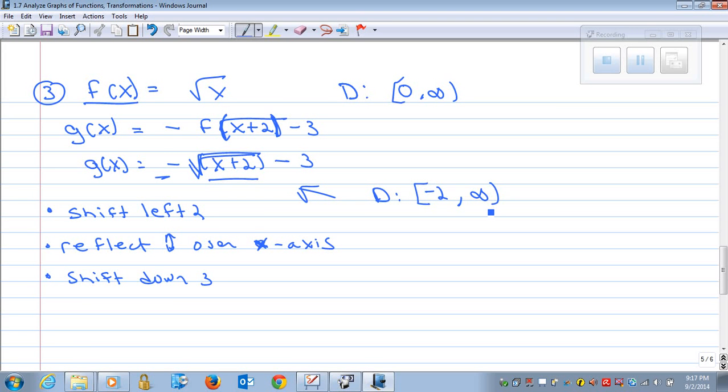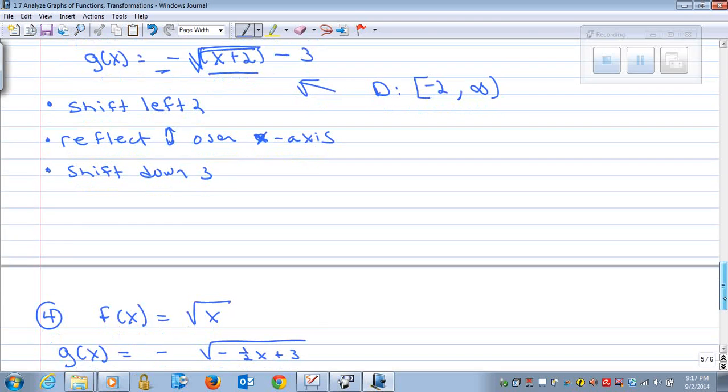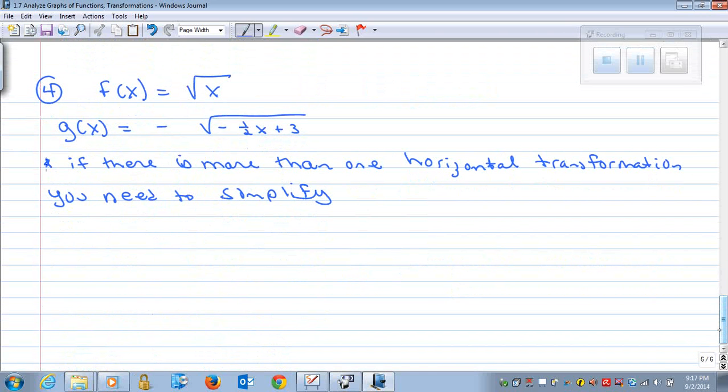All right, last example, and it's a doozy. All right, again, we're going to start with our square root function. We have done several things underneath the radical, so several things are going to happen horizontally. And then, of course, we have this reflection in the front. I wrote this down, you want to write this in your notes. If there is more than one horizontal transformation, you need to simplify it if you're going to use the basic rules of transformation. So we're going to do that next.